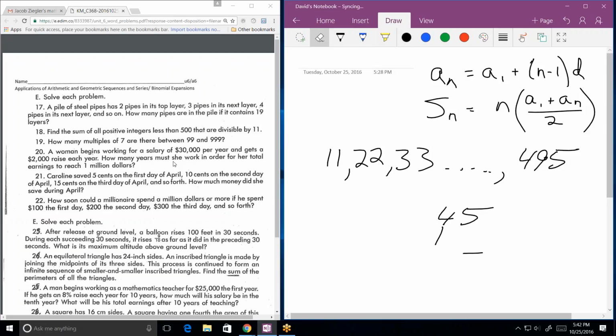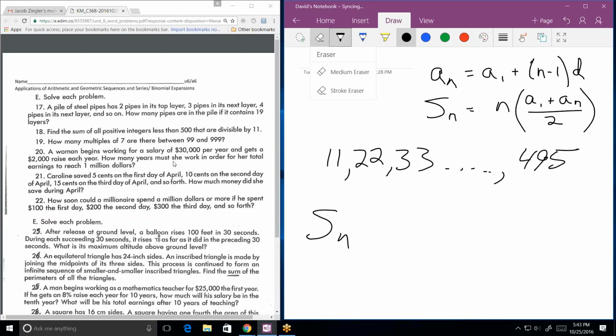Okay, and that's how I figured it out. Maybe there's a better way to do it. I don't know. Now, we have to answer one more question. How many numbers are there in our sequence? Because I can't solve for s sub n until I know what n is. In other words, is n the 45th term? Or is n perhaps the 46th term?